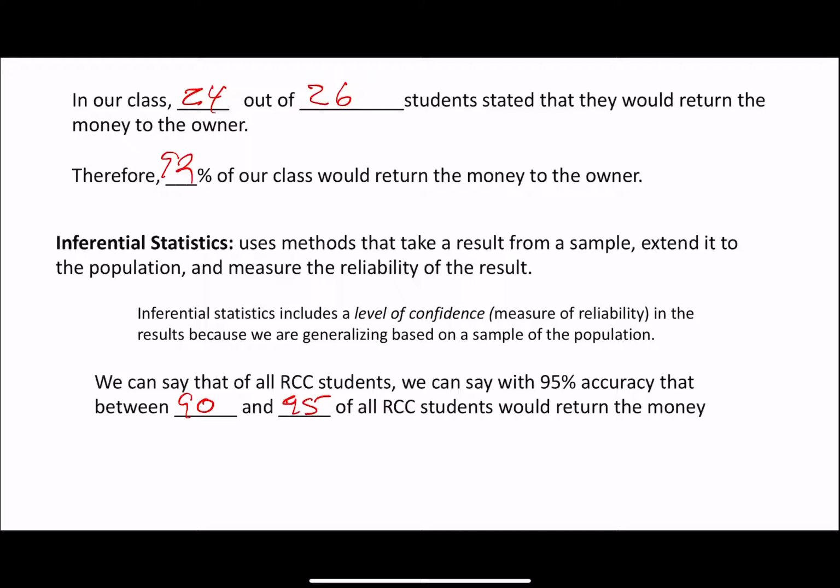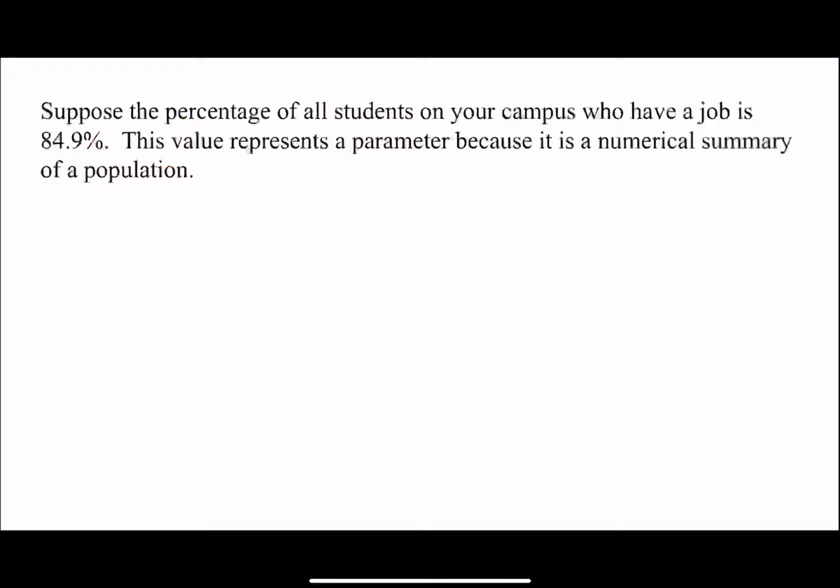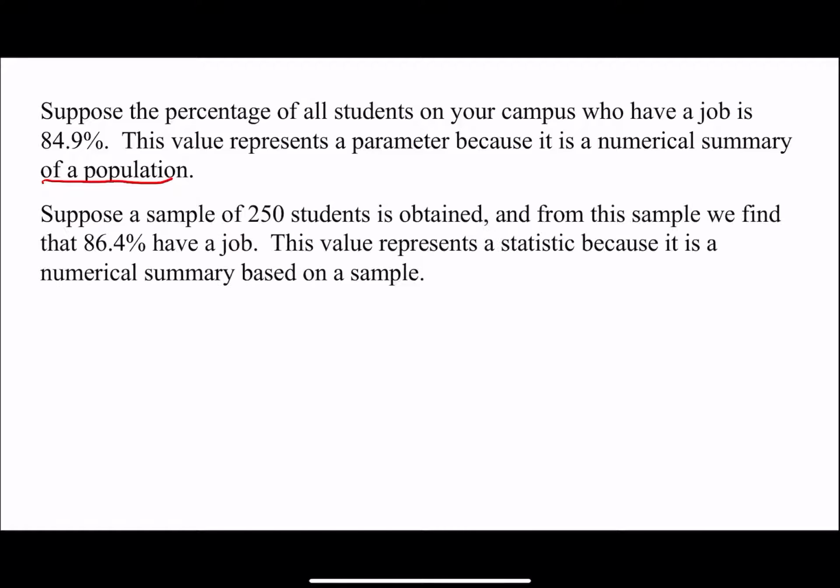That is inferential statistics. Suppose that the percentage of all students on your campus who have a job is 84.9%. The value represents a parameter because it is a numerical summary of the population. Suppose a sample of 250 students is obtained, and from this sample we find that 86.4% have a job. This value represents a statistic, because it's a numerical summary based on a sample.